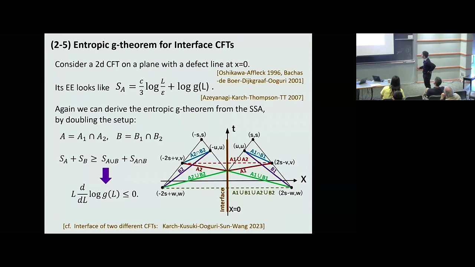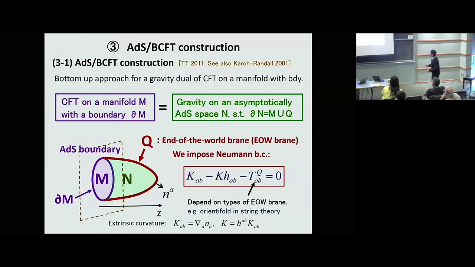There is also recently very interesting work by Karch, Kusuki, Ooguri and so on about this more general interface CFT where central charge plays a very important role. But here it's a much simpler case where everything is just homogeneous and the central charge is just a single one, only one central charge.